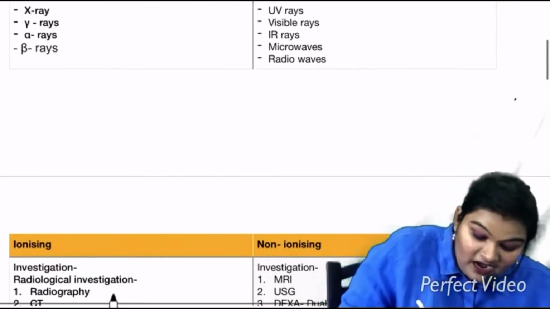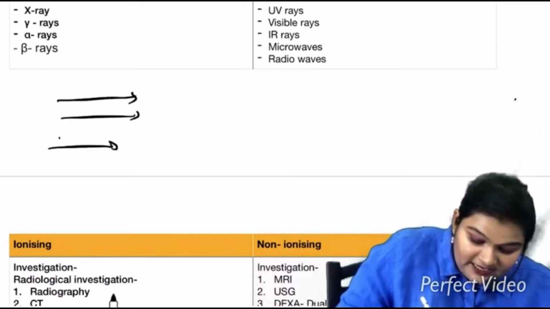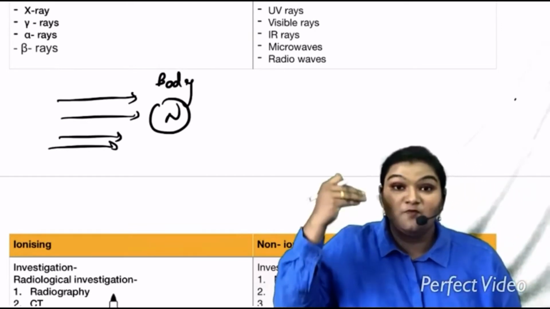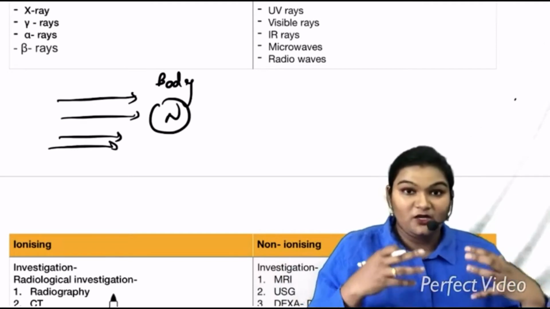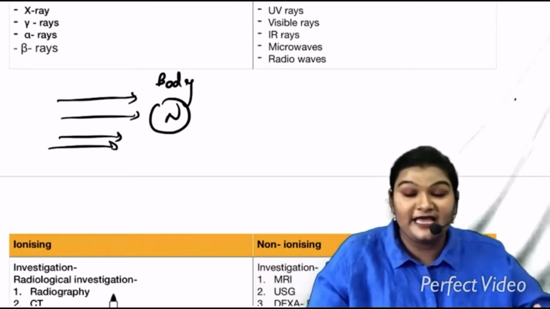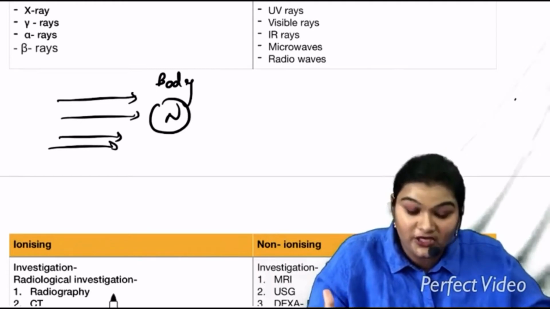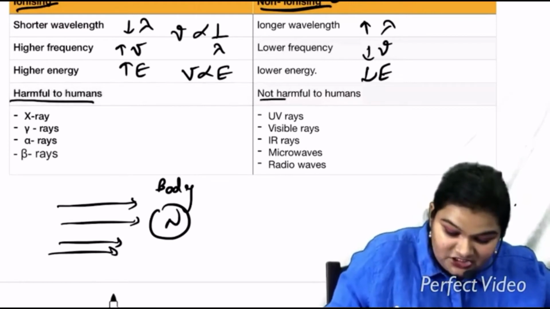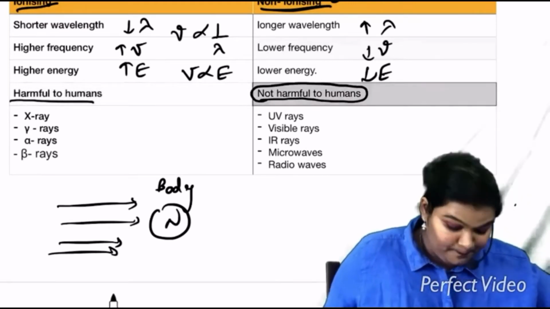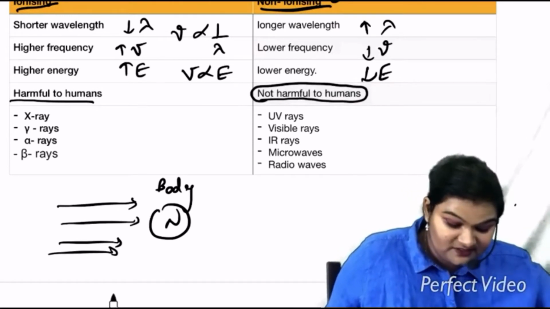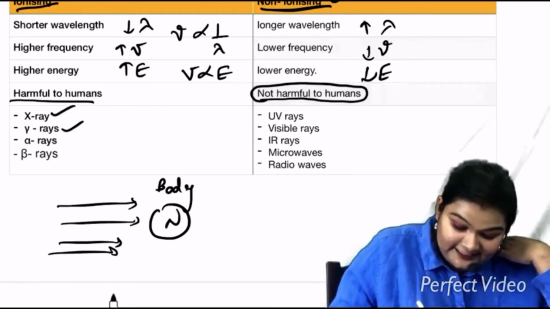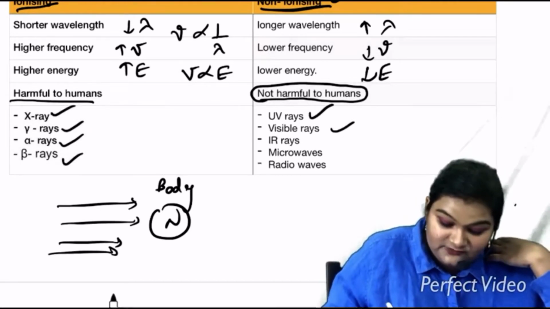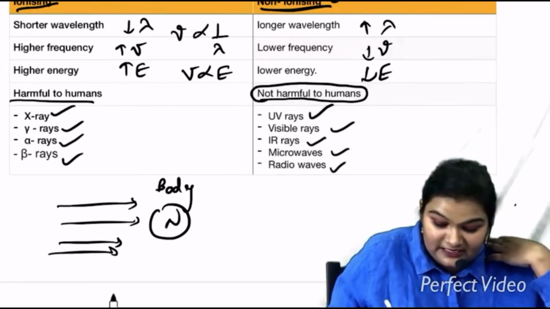Now whenever a high energy radiation hits a normal and neutral body, this high energy radiation imparts charge to that body, and that imparting of charge causes harm to the body, and it can even be carcinogenic to humans. Hence the ionizing radiation is harmful to humans, whereas non-ionizing radiation is not harmful to humans. Now let us see which radiations come under ionizing radiations. Those are X-rays, gamma rays, alpha rays and beta rays. In non-ionizing radiation, we have UV rays, visible rays, infrared rays, microwaves and radio waves.